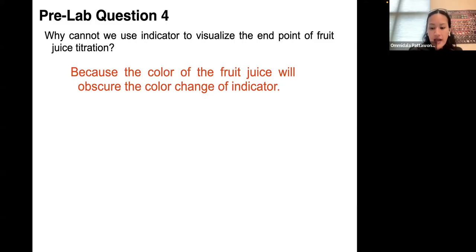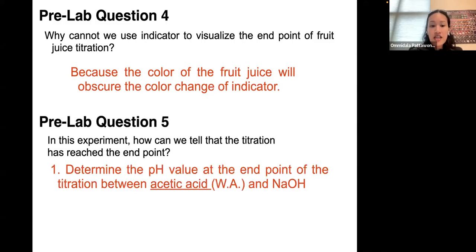So what we're going to do instead is determine the pH value at the endpoint. We are going to use the pH meter to help us obtain the pH value, so that we know exactly when to stop the titration. In order to do this, we are going to use acetic acid, because acetic acid is colorless. We're going to titrate acetic acid with sodium hydroxide.